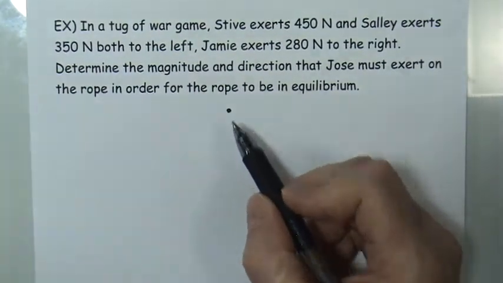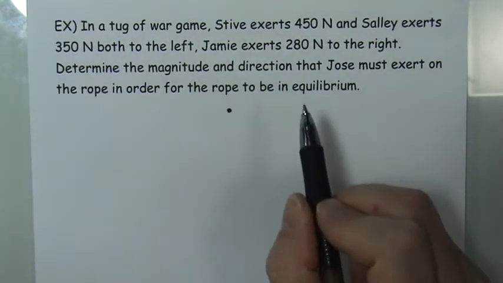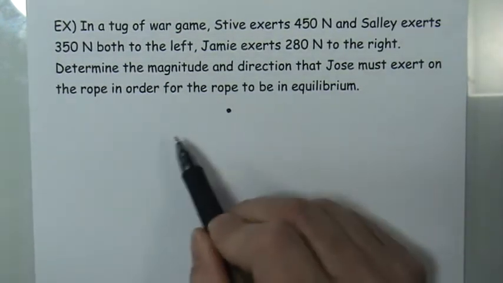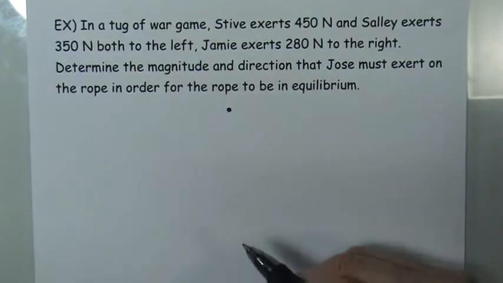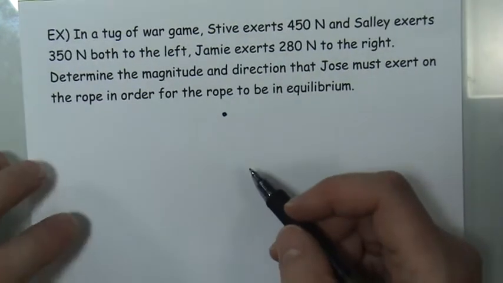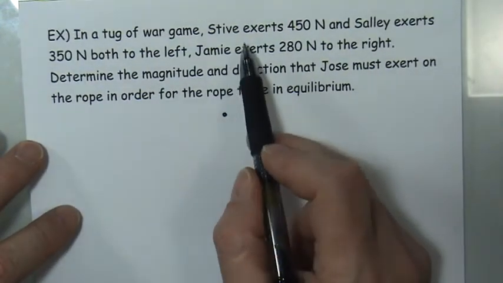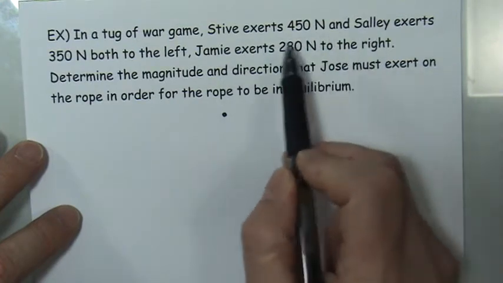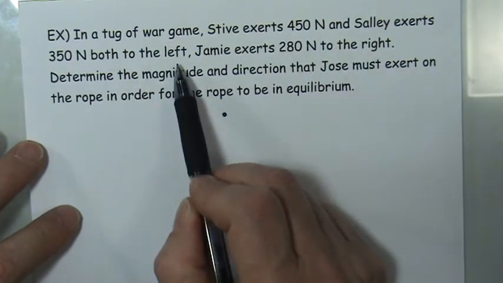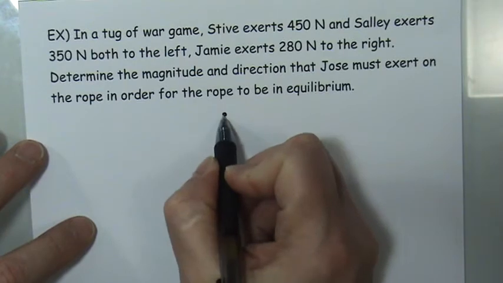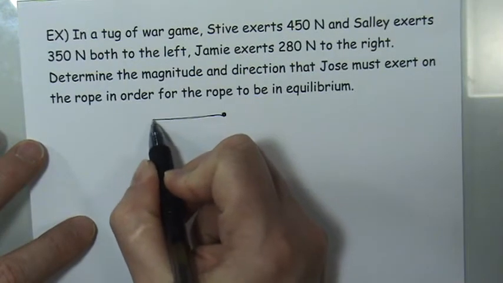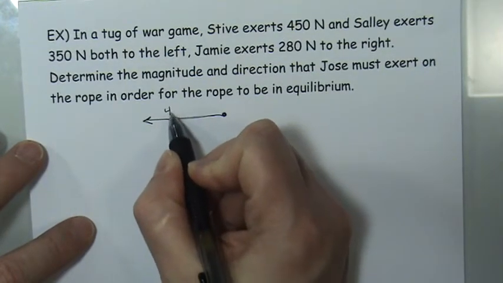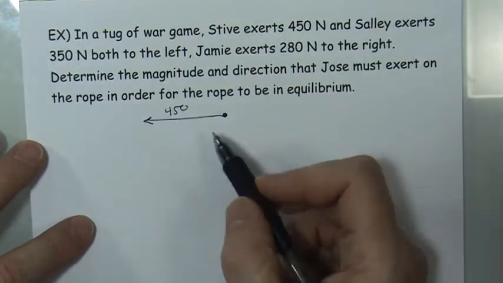I'm going to use the center of mass of the rope to think about the forces that are acting on it. So I'm going to make a little free body diagram, and then I'm going to create the equation that explains what's going to happen to this rope. So the first 2 people, Steve and Sally, they are both exerting a force to the left. Steve with 450. So I'm going to make a pretty long arrow for Steve. So 450 to the left.